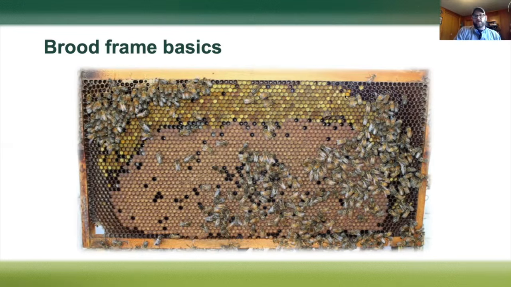All right, this frame here, this is a healthy frame right here. And what I want you to look at here is you can see that we've got a nice healthy brood chamber right here. We've got a band of pollen, a nice band of pollen around.